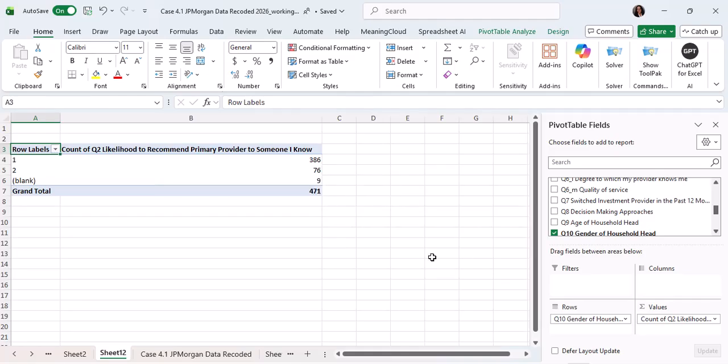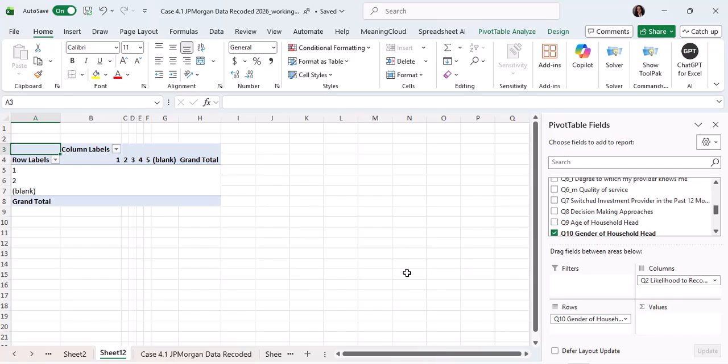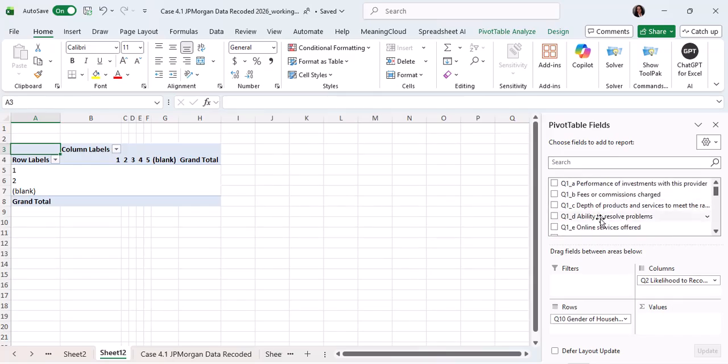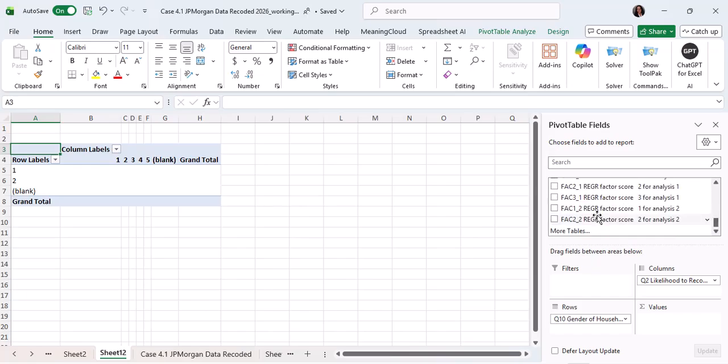Okay, so men versus women, and this is your counts as it pertains to males versus females, because those are the answers, males and females. 1's is males, 2's is females. And you can see the results.